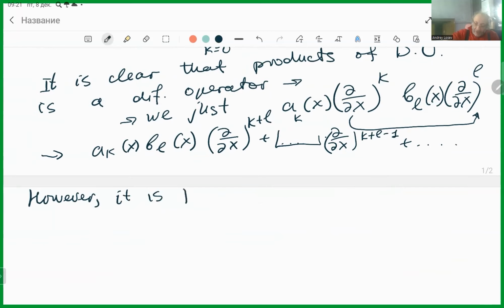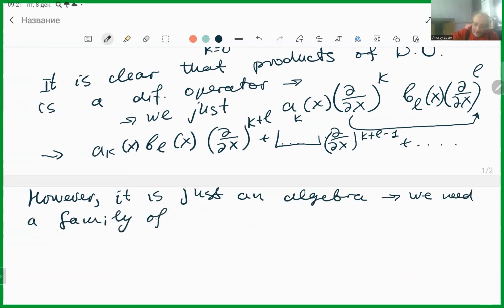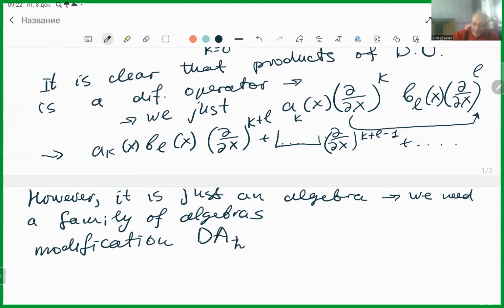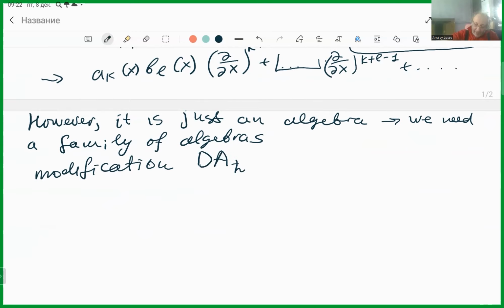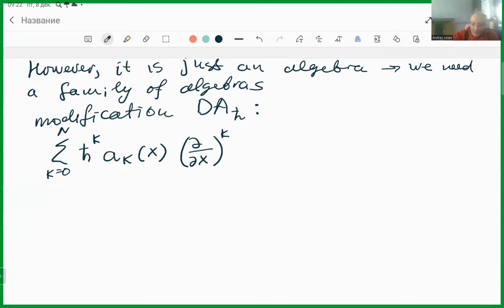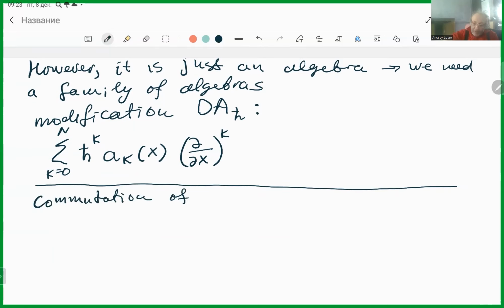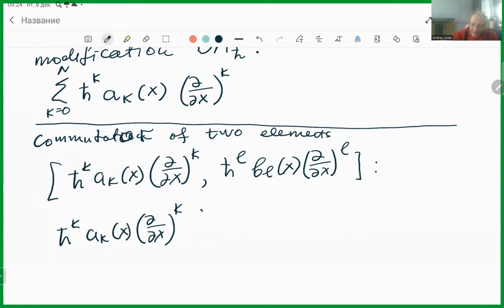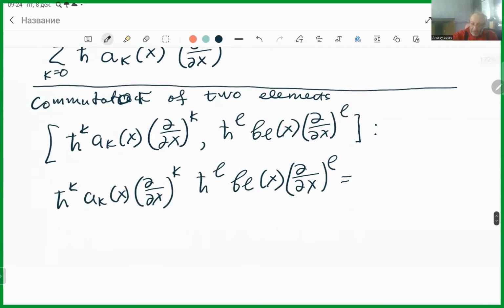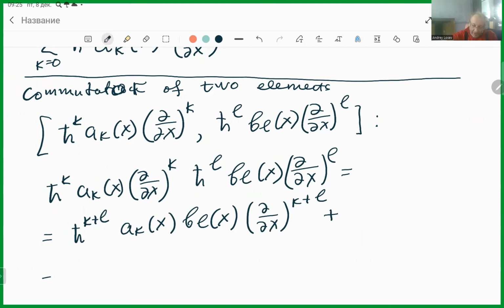However, it is just an algebra. We need a family of algebras. So we will make a modification that I'll call differential operators labeled by h. And its elements are these sums. What is interesting in this modification? Consider the commutation of two elements, the commutator. So the first term is something like this. So we just multiply and we have the leading term. However, we have an extra term.